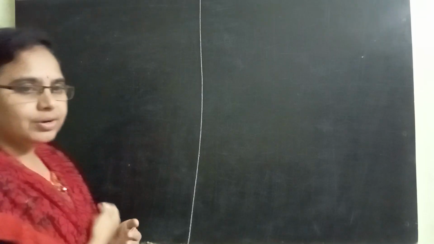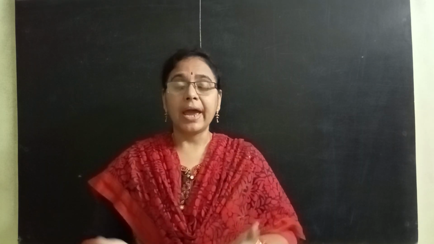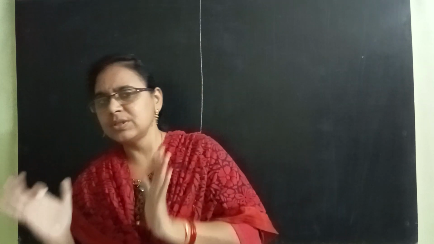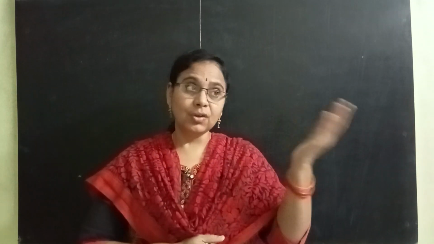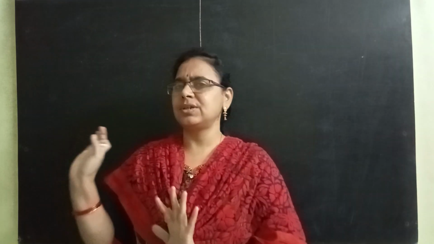Proof of irrational means: prove root 2 is irrational. I am assuming it's not irrational. Oppositely I want to take it. So let us assume root 2 is rational. The opposite of irrational is rational, already you know that. We had to prove it's irrational, but now I am assuming it is rational.